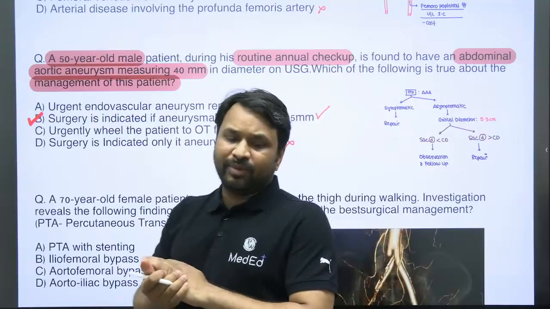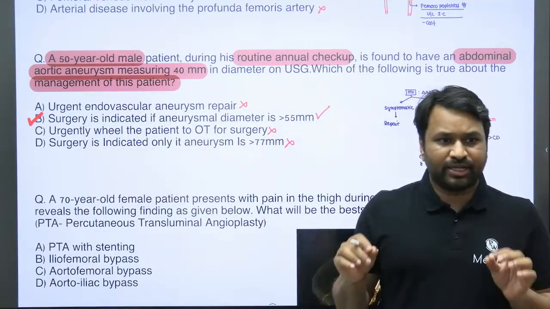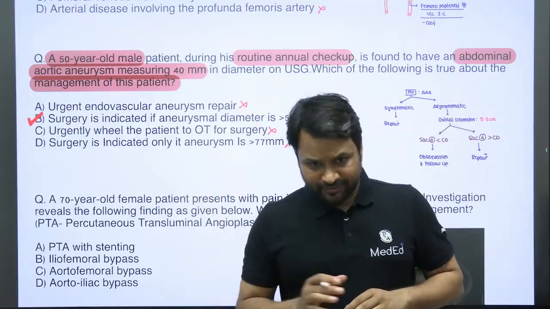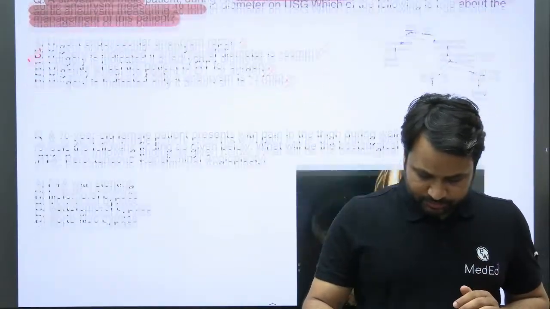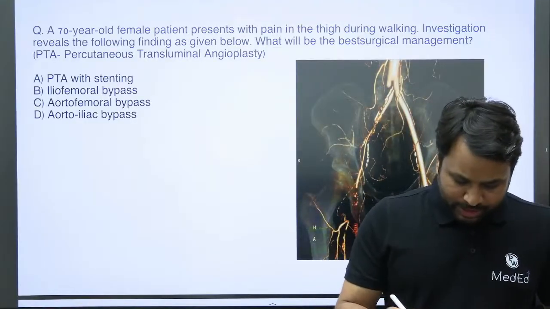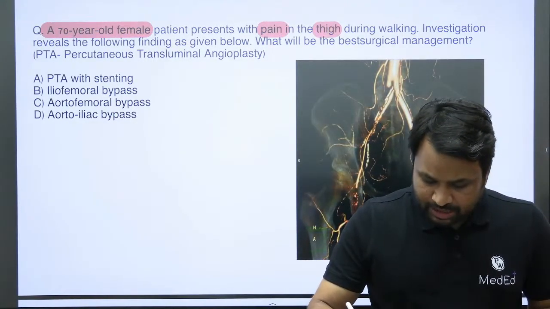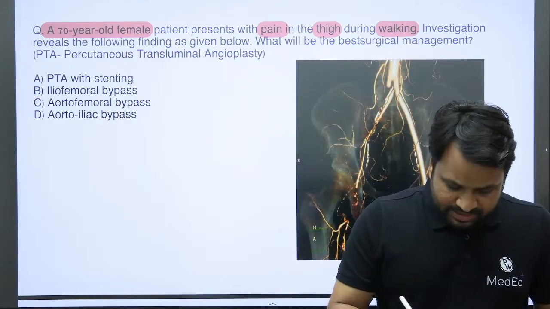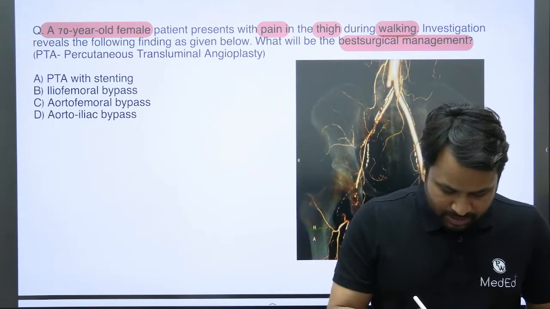Yes, for male and female, 5 millimeters is the component that you can vary, but if they have not mentioned that context, you can take 5.5 centimeters, a single important data. Clear? So, going to the next question, I have a 70-year-old female who presents with pain in the thigh during walking. Investigation reveals the finding given below. Which of the following is the best surgical management for this?